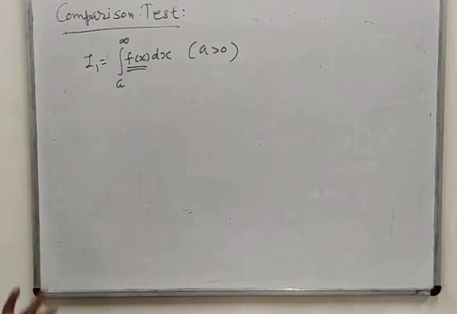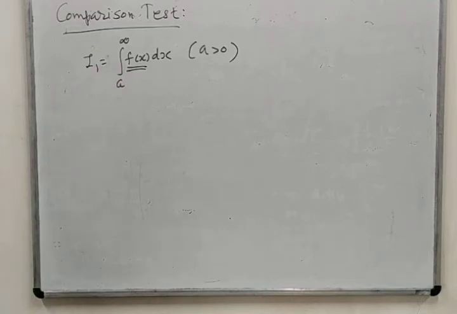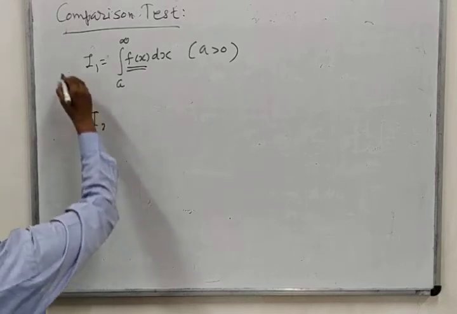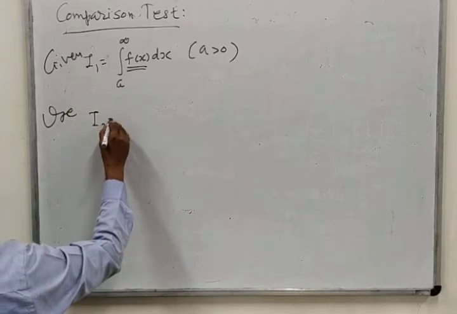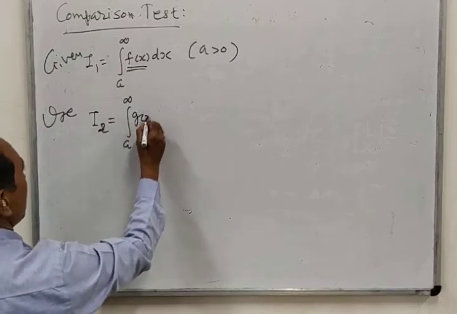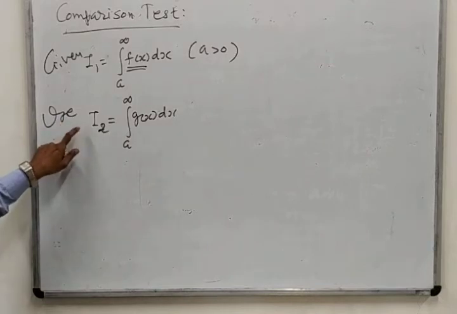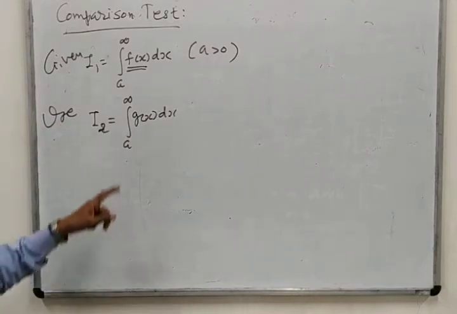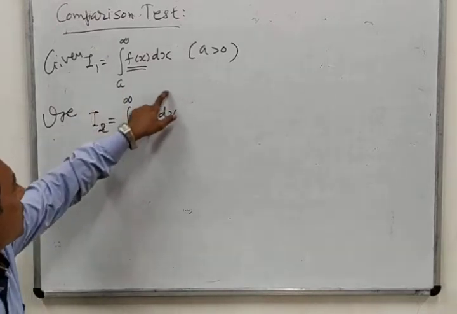suppose we are asked to check whether this integration is convergent or divergent. If integration of this is possible, you can do it directly, but if integration is not easy to do in a simple way, then we will make use of another integral. This is given, and this we will use I2 equal to the integration, same limit a to infinity but another function, and this we will have to choose from our side. That means we will use the function g(x) whose convergence or divergence is known to us.